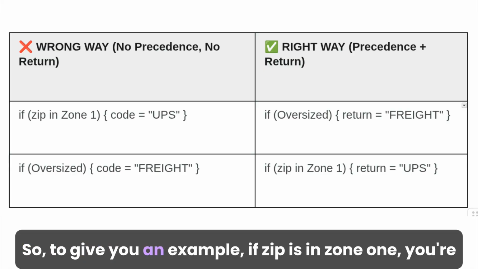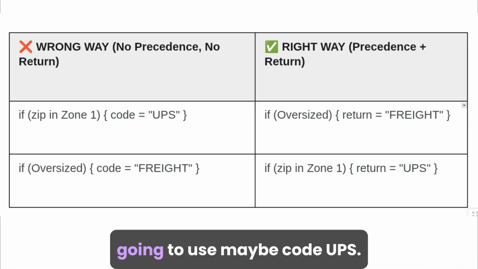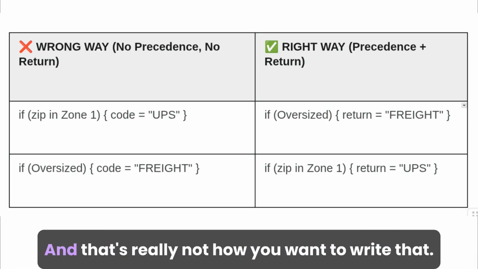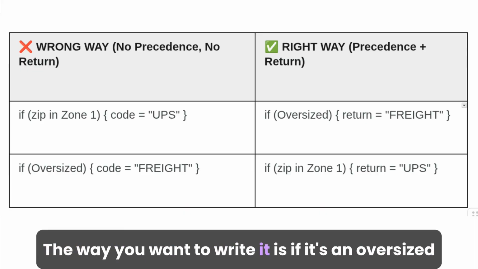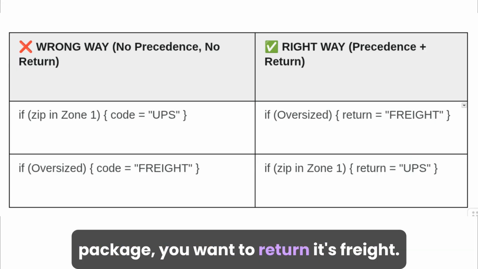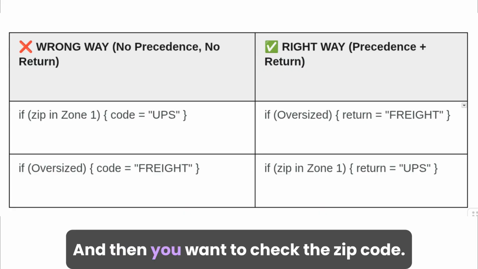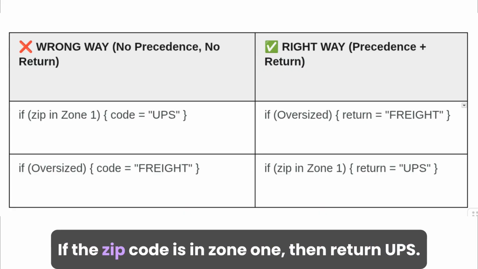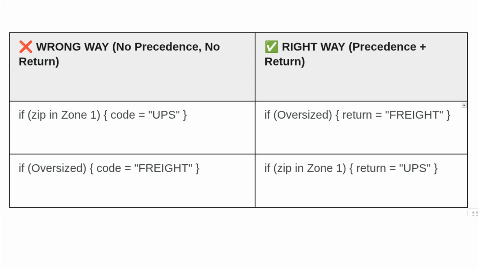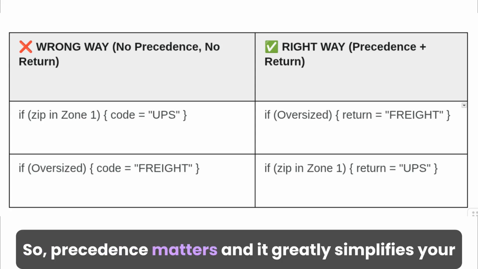To give you an example, if zip is in zone 1, you might set code to UPS. And that's really not how you want to write that. The way you want to write it is, if it's an oversized package, you return freight. And then you check the zip code. If the zip code is in zone 1, then return UPS. So precedence matters, and it greatly simplifies your logic.